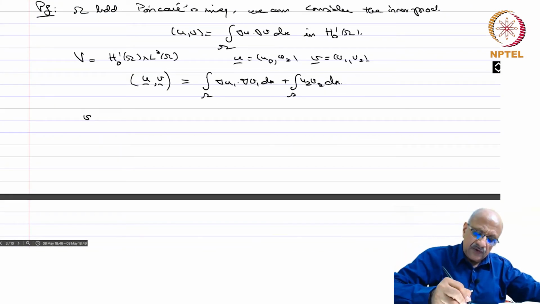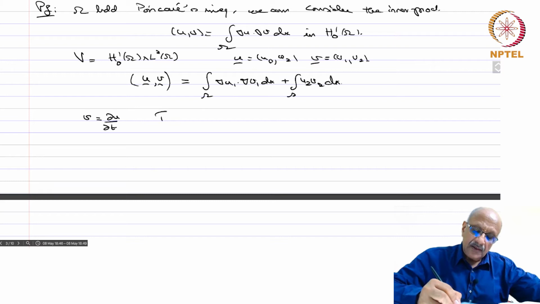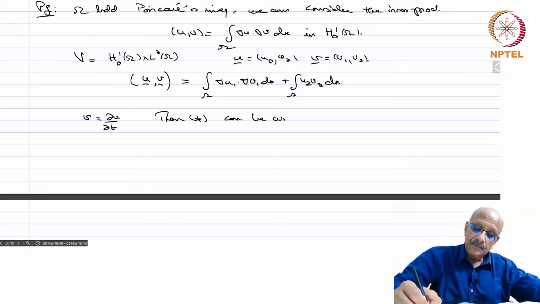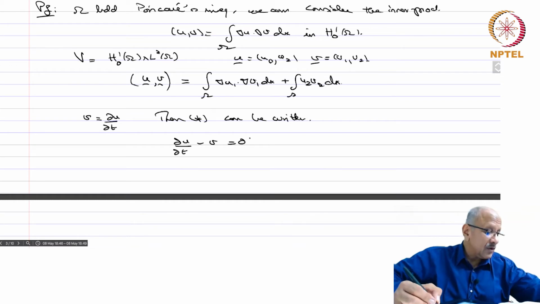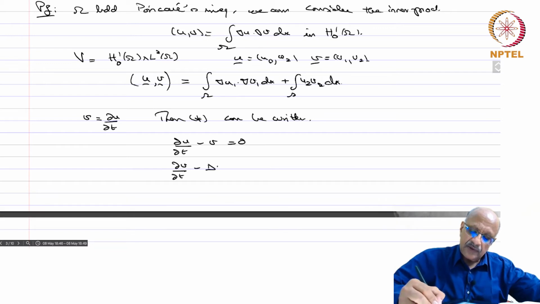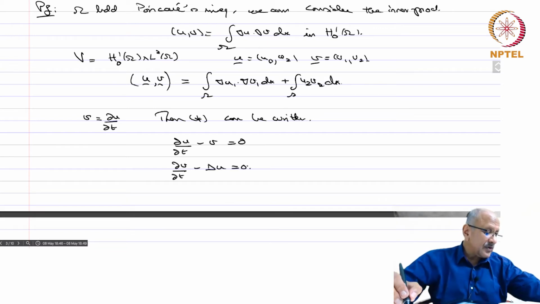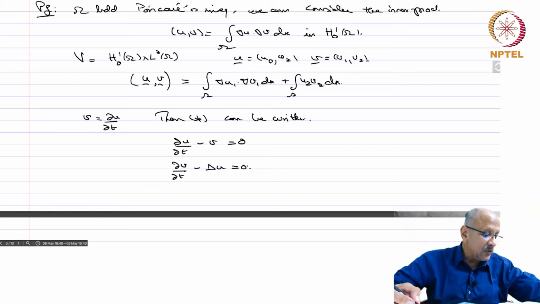Now we set v equals du/dt. Then star can be written as du/dt minus v equal to 0 and dv/dt minus Laplacian u equal to 0. This is a standard thing: if you have a second order equation, you write it as a system of first order equations. This is a standard technique.